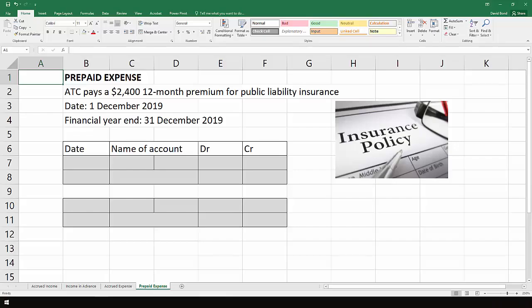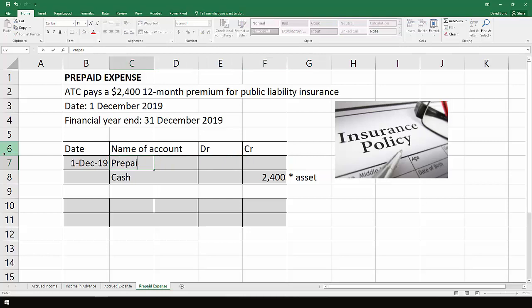The final example is prepaid expense. And in this one, quite a common one is insurance. So ATC pays a $2,400 12-month premium for public liability insurance, and they do that on the 1st of December 2019. The financial year ends on the 31st of December 2019. When we buy the insurance on the 1st of December 2019, we certainly know cash is going out. So $2,400 going out.